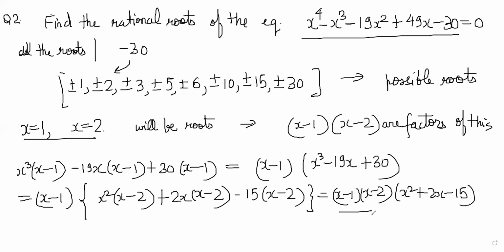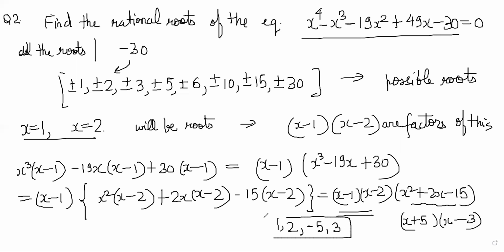So I have two integer roots, 1 and 2, and here I will have irrational roots, I think. Or maybe this is also factorizable actually. Yeah, this is also factorizable. It is plus 5 minus 3, right? So I will get x plus 5, x minus 3 as factors for this. So I'll get 4 roots, 1, 2, minus 5 and 3. I found all the roots.